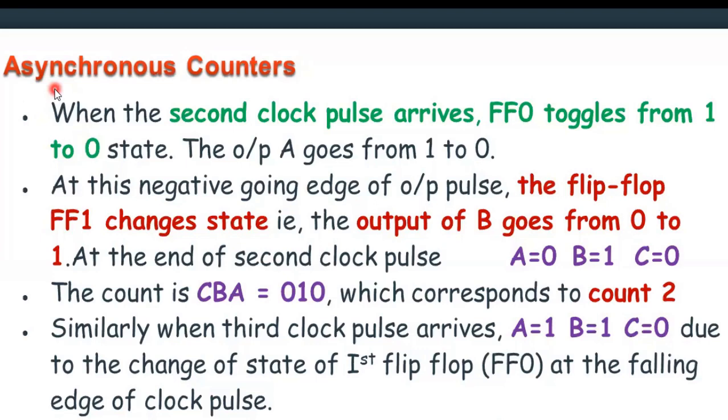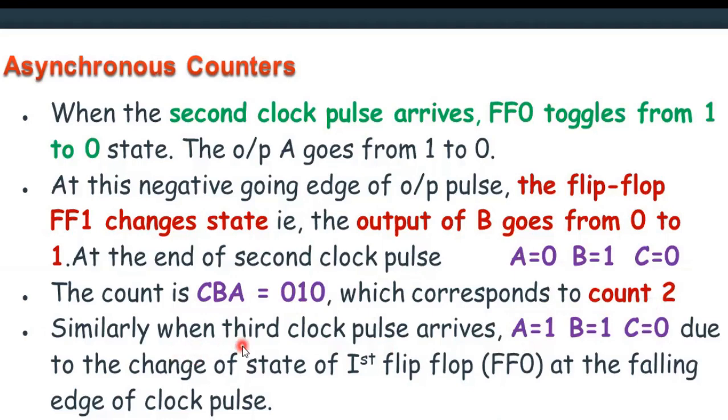These are all written here. I already discussed it with a logic diagram. So during the second clock pulse, FF0 toggles from 1 to 0 state. Output A goes from 1 to 0. At this negative going edge of the output pulse, the flip-flop FF1 changes state. That is, the output of B goes from 0 to 1. So at the end of the second clock pulse, the count is 0, 1, 0, which corresponds to count 2.